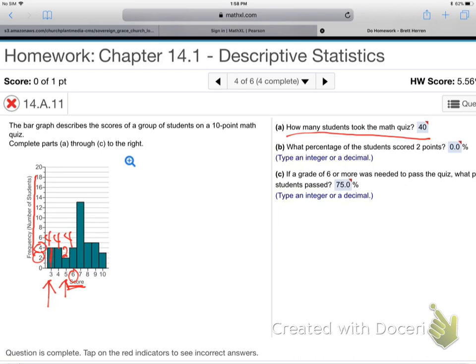I'm just going to add these up when we're done. How many students got a 7? Looks like 13, doesn't it? Yeah, it's hitting right here. And then how many students got an 8 and a 9? It's the same, whatever it is.